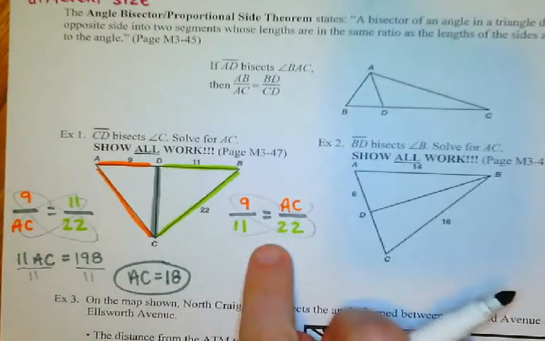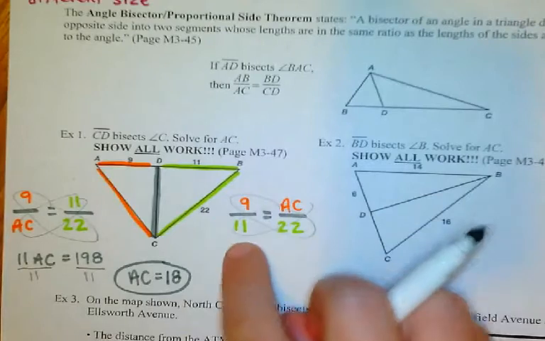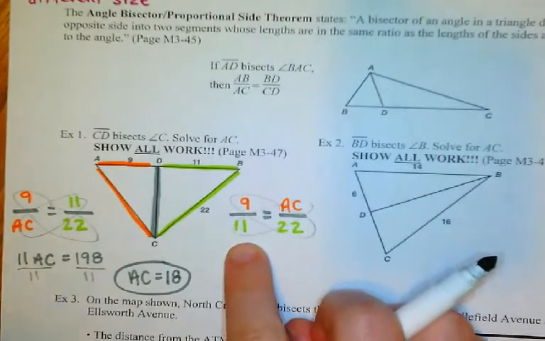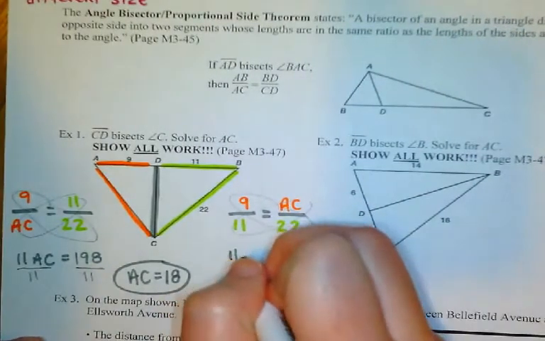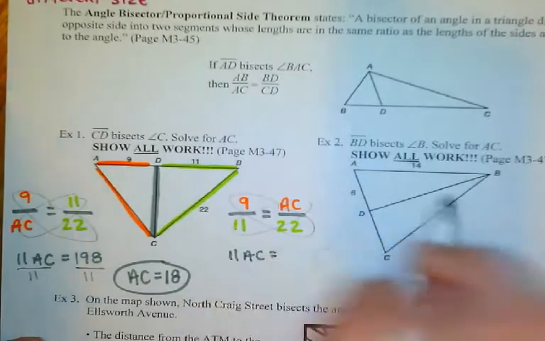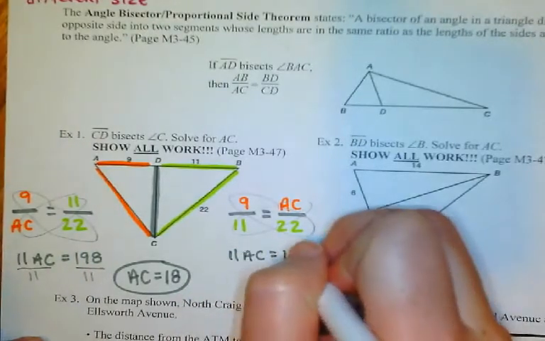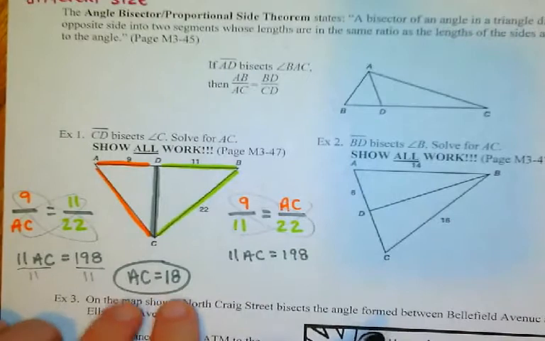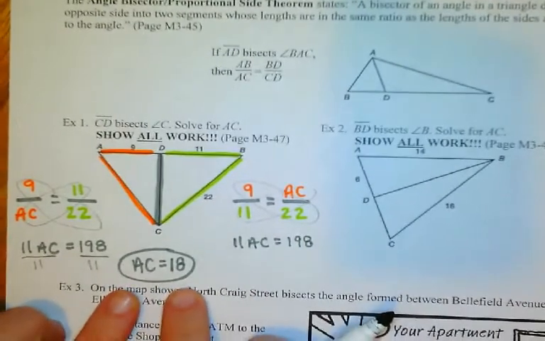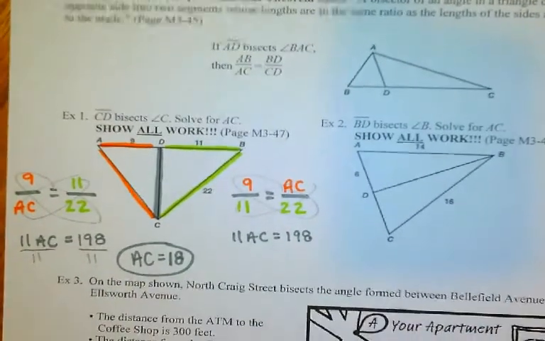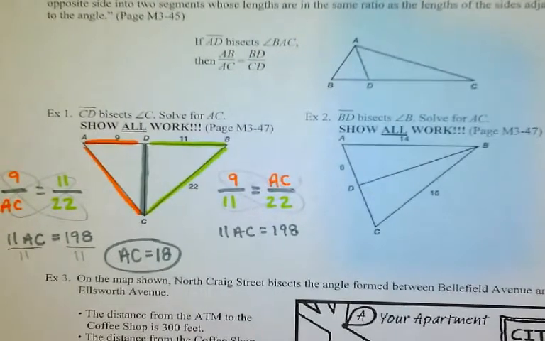Alright, checking the other side. When we cross multiply, look, we end up multiplying the same things. We get 11 AC and then 9 times 22, which is 198. So either way, we're going to get the same answer. Alright, so if it helps, color code your triangle, color code your proportions to make sure you're setting it up correctly. Alright, we'll do example 2.